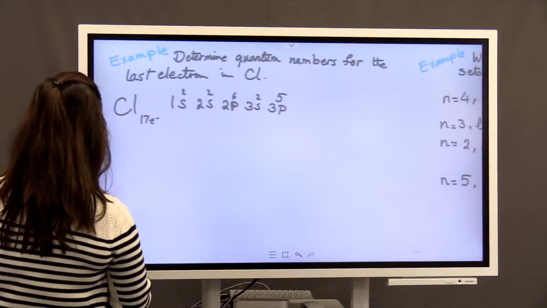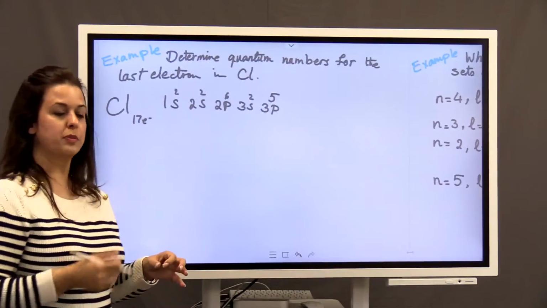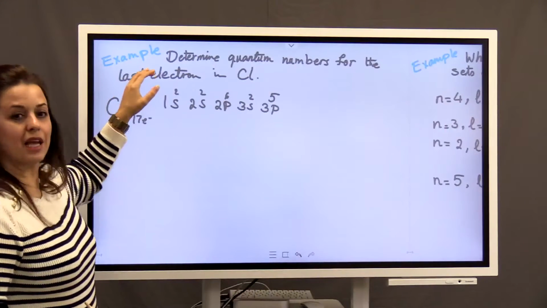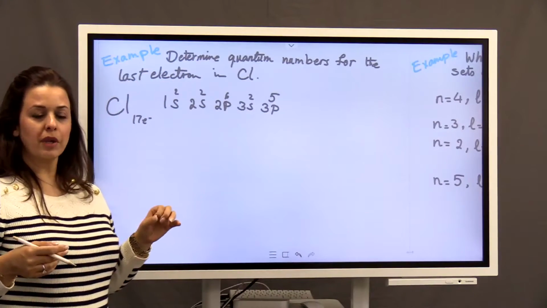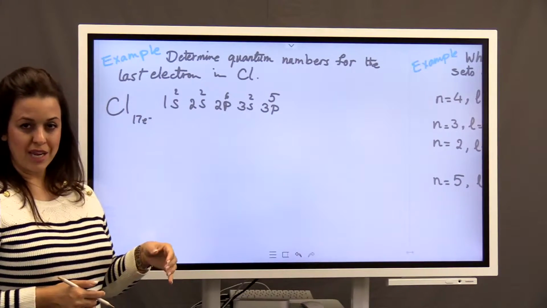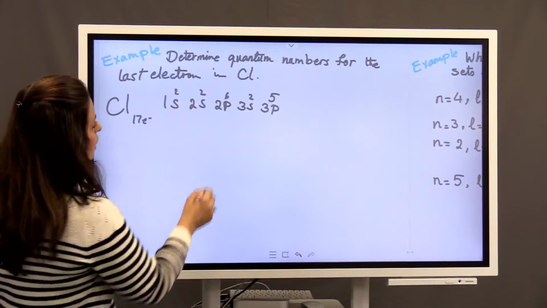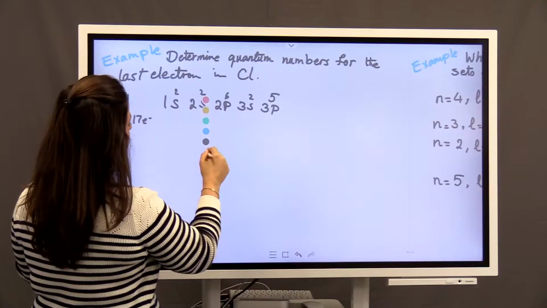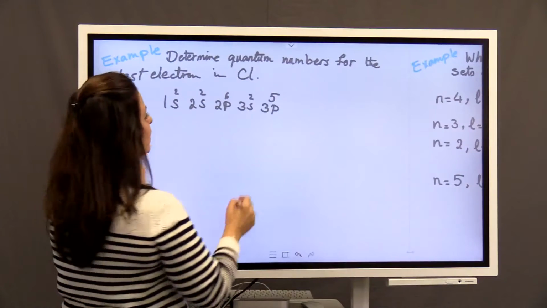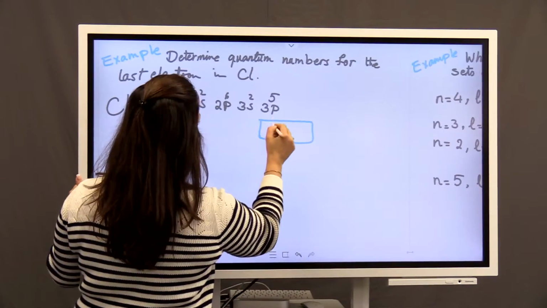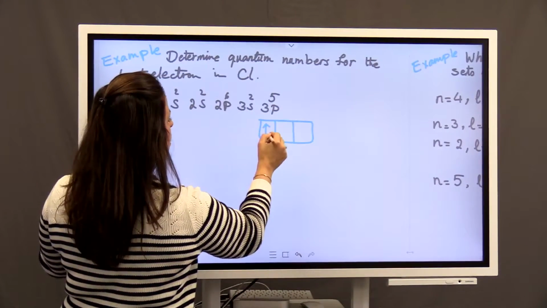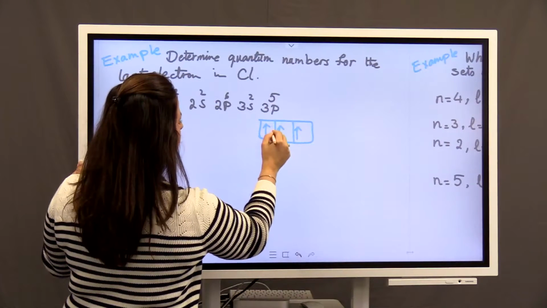The second type of questions you get is a little bit more specific. Chlorine is given, determine quantum numbers for the last electron in chlorine. When we are determining for an electron in a certain atom, you better write the electron configuration and draw the orbital diagram. For the very last one, so just draw it for the very last one. How many p orbitals did we have? 3. So how many boxes do we need to draw? 3, right? How many electrons do we need to put in these p orbitals? 5. 1, 2, 3, 4, and 5.